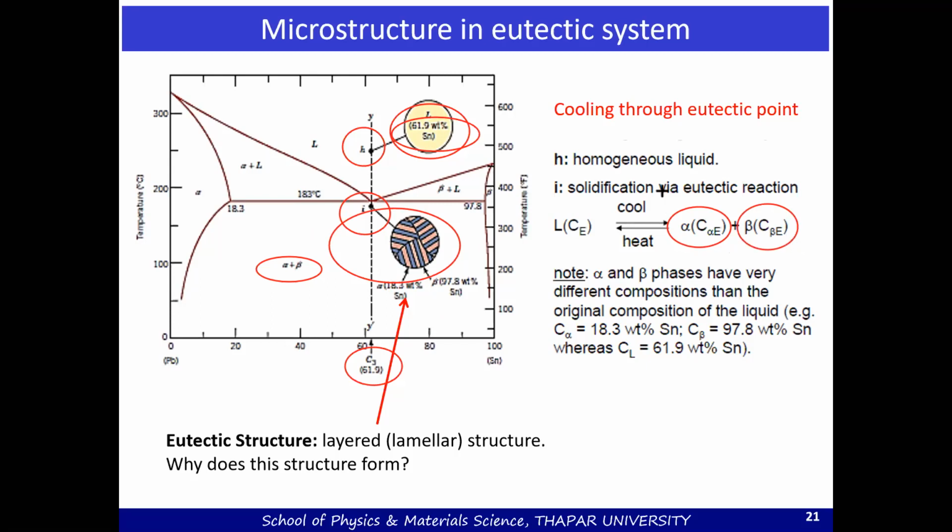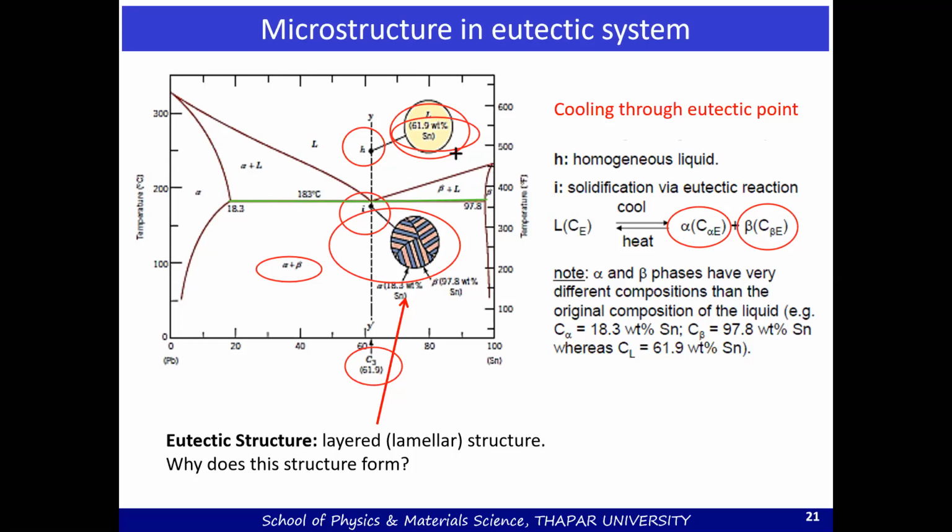How do I know these numbers? If you want to quantify numerically, then you have to draw a tie line that is passing from the eutectic point and it intersects the alpha phase and beta phase on either side. So if I draw the tie line along the isotherm, you can see it intersects the alpha region here, and on the other side, it intersects the beta region at this point.